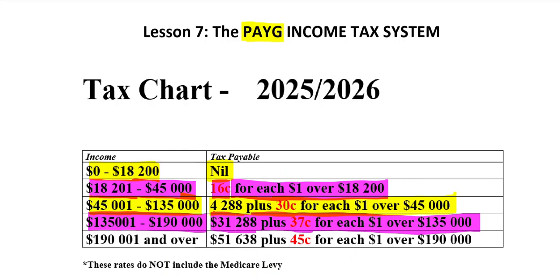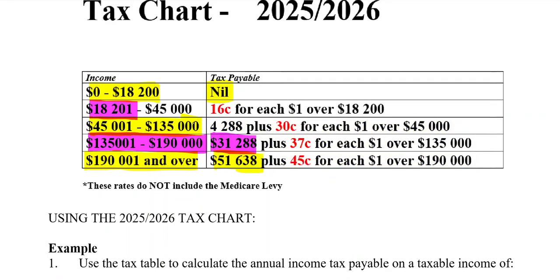And the final tax bracket is for anyone over $190,001. You will pay $51,638 in tax straight away, plus 45 cents for every dollar over the 190,000. So by the time you're earning those large incomes over 190,000, you're losing 45 cents for every dollar that you earn in tax.